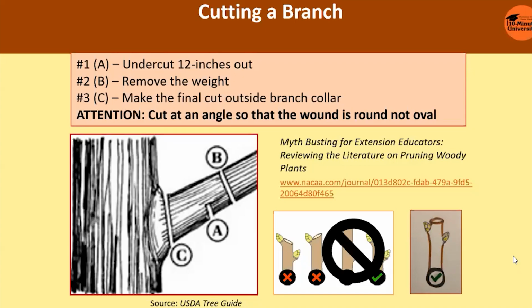I just want to point out that if you haven't heard the latest research advice, we used to say make a cut at a 45-degree angle. That is no longer the case. The primary reason is because a 45-degree angle cut gives you a much bigger wound. Today, we advise making the cut perpendicular to the branch. So after you make a cut, take a look at the wound. It should be round and not oval.